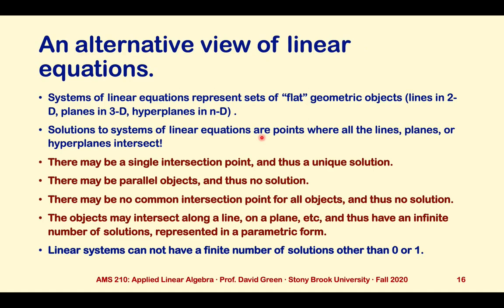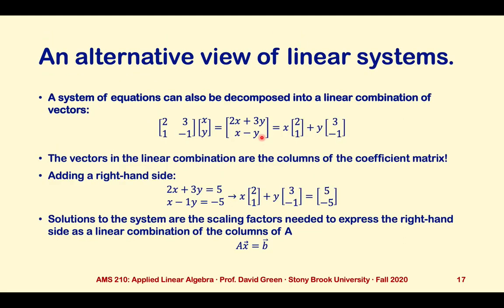Now, there's another way that we can also look at linear equations. This alternative view involves linear combinations. Let's take a system of equations in 2 dimensions here. And here I've taken just the left-hand side of a system. We've seen how we can write such a system as a matrix multiplied by a pair of variables, where each equation has coefficients corresponding to each row of this matrix.